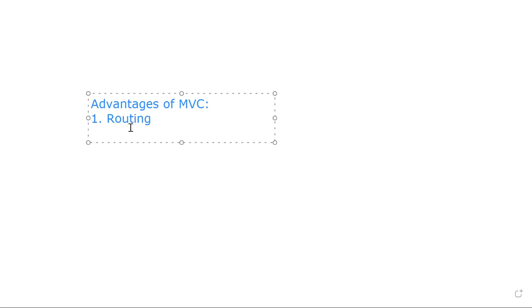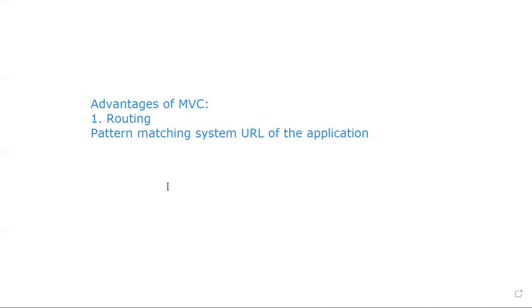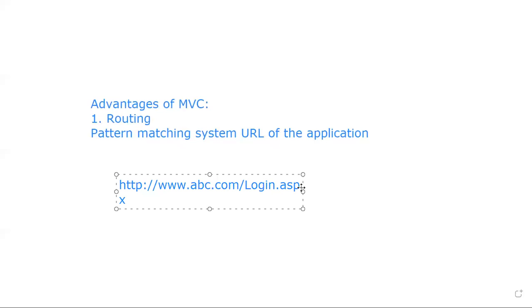Routing is nothing but a pattern matching system which maps the incoming URL with the URL of the application. So what is the incoming URL? The incoming URL will be in this format: http://www.abc.com/login.aspx. Okay, this is the incoming URL.